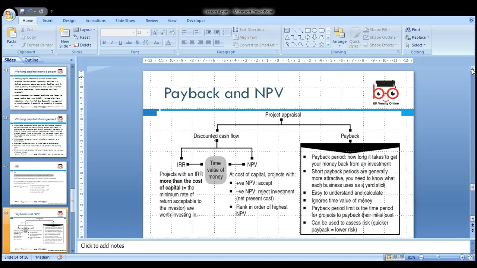For IRR, a project with an IRR that is more than the cost of capital, the minimum rate of return acceptable to the investor, is worth investing in. So we need to calculate this as well when we are making the decision, as we are borrowing the money from various places, different sources of finance. So for the time value of money, we need to look around. The money now is worth more than the money we will get later.